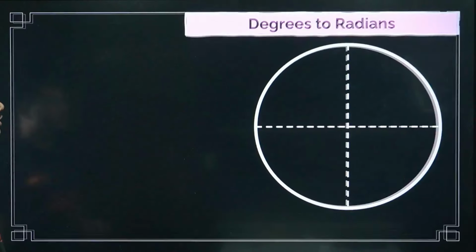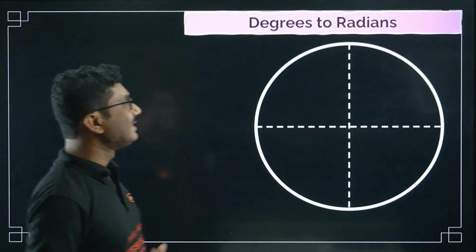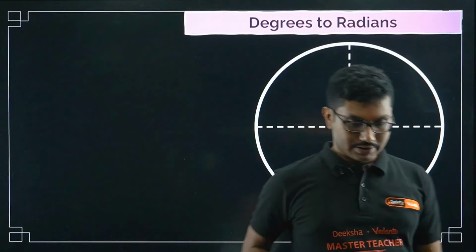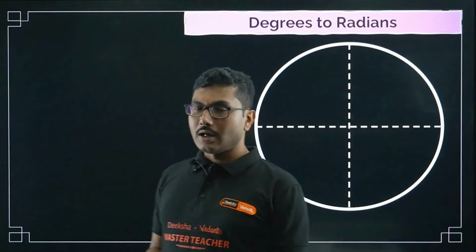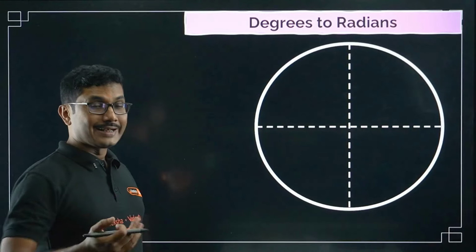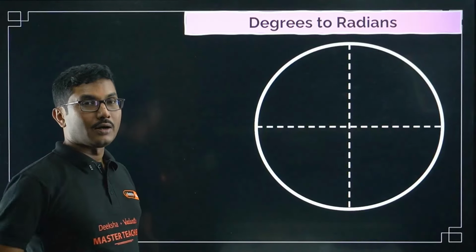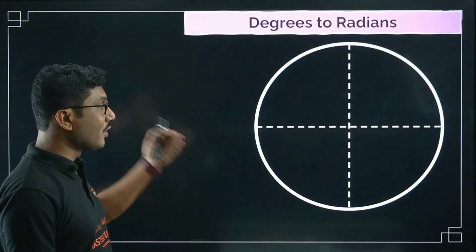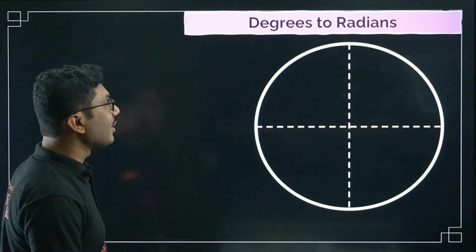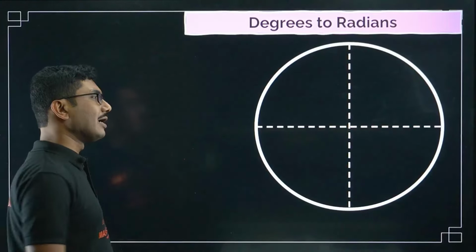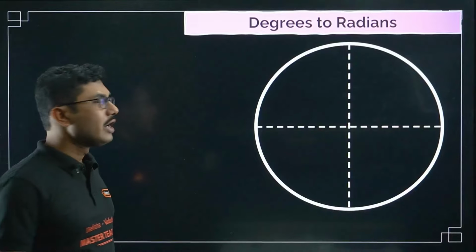Now let's move on to another part, that is degrees to radians, right? I already said that 90 degrees is pi by 2, right? 45 degrees is pi by 4. Now how did I say that? For that you have to understand how we can convert angles from degree to radian.